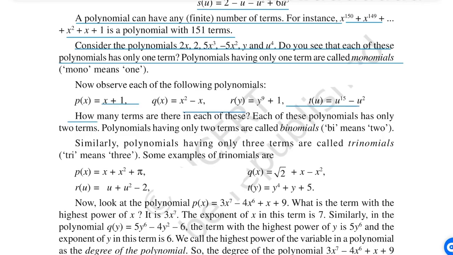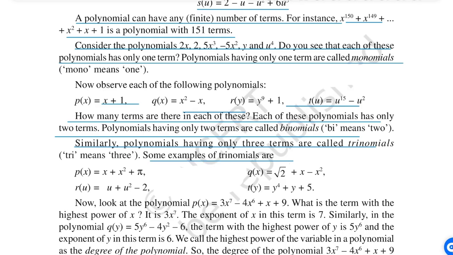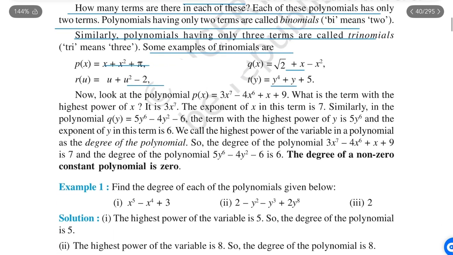Now observe each of the following polynomials. How many terms are there in each of these? Each of these polynomials has only two terms. Polynomials having only two terms are called binomials, and bi means two. Similarly, polynomials having only three terms are called trinomials. In these, tri means three. Some examples of trinomials are these, this and this.